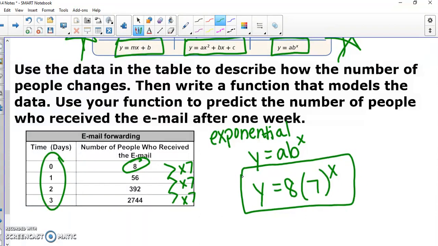So now I can use this, and let's say if I wanted to find out the number of people who would receive the email after 50 days, I can plug that in and I can get a pretty good estimate then. So this does kind of come in handy if you're using it in some real life situations.